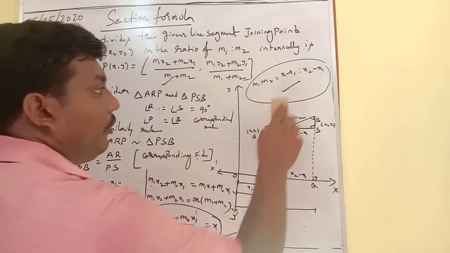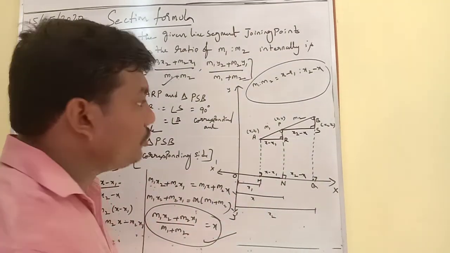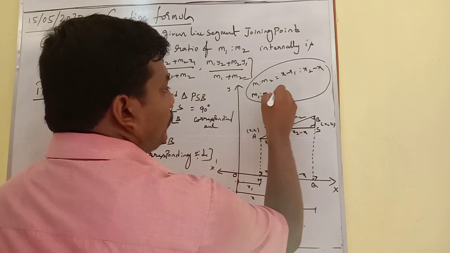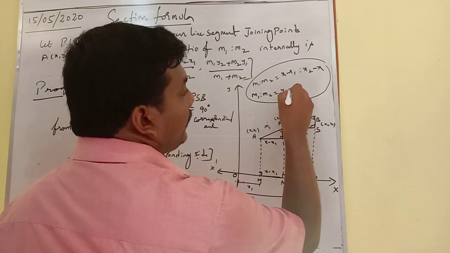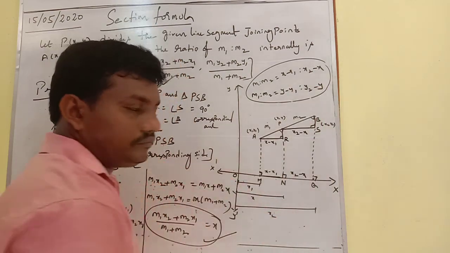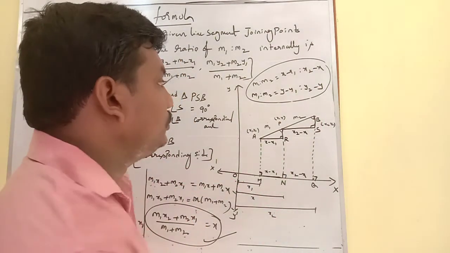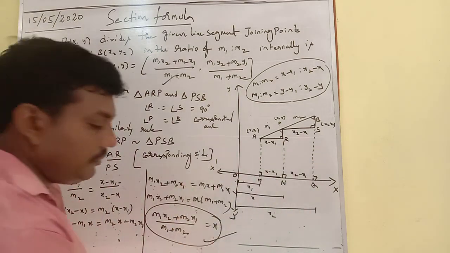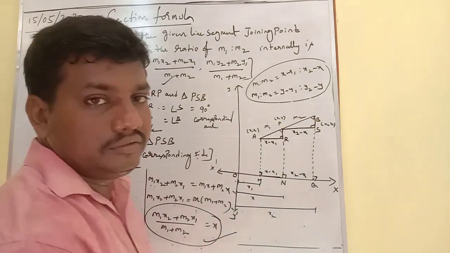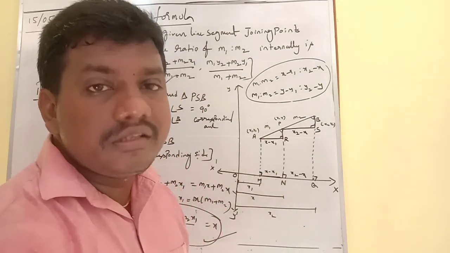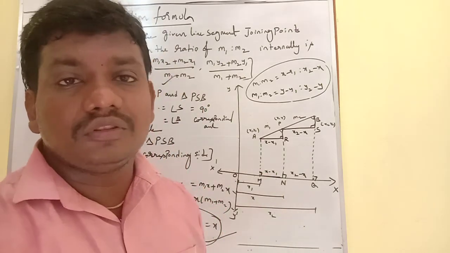How will the y coordinate value be obtained? We use this ratio: M1 is to M2 is equal to y minus y1 is to y2 minus y. Using this ratio, you can simplify it. You have to derive this. If you know how to derive this formula, it is very easy to solve any type of question regarding it.